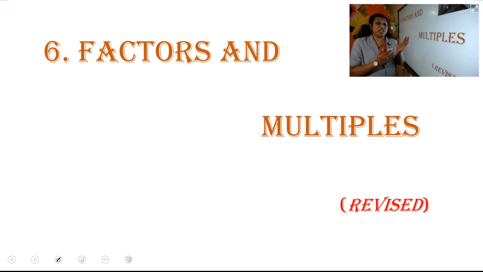Write the 5 multiples of 8 means you should write the multiplication table of 8 till 5. 8 into 1, 8. 8 into 2, 16. 8 into 3, 24. 8 into 4, 32. 8 into 5, 40. So, the fifth multiple of 8 is 40. Isn't it? That part is clear for you.